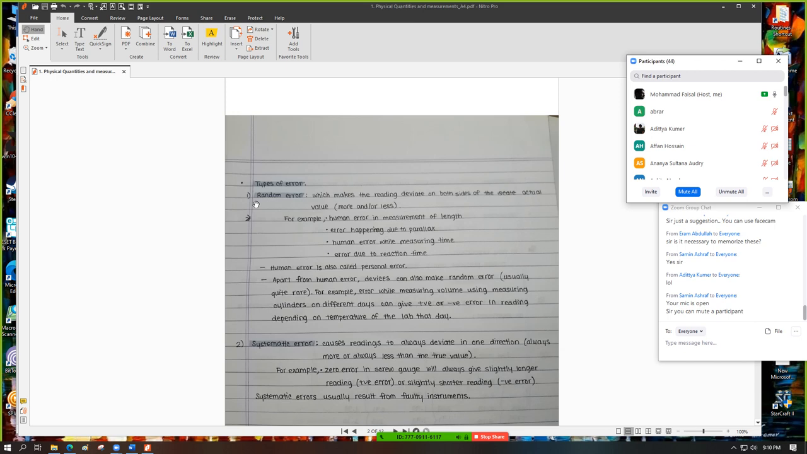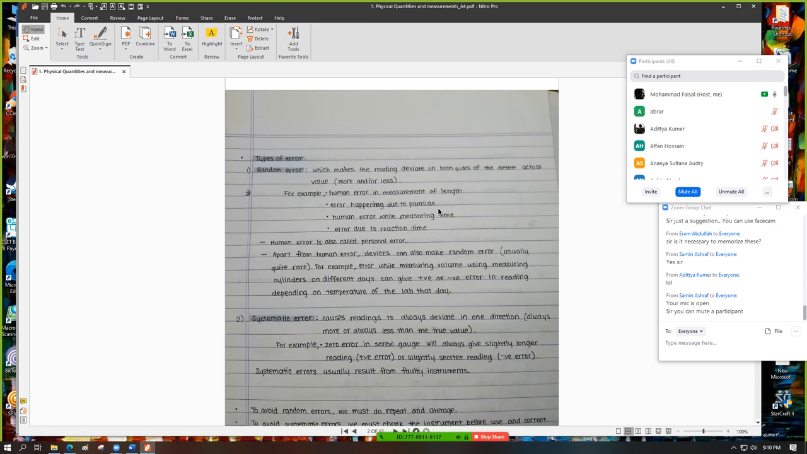So we have the types of data. We have primarily two types of data. We have the raw data or accumulated data, and then we have the calculated data. The example I was giving is that, let's say you are given a sphere, a marble, let's say a glass sphere. You have a vernier calipers, you have a screw gauge, and then you have a measuring cylinder with some water.